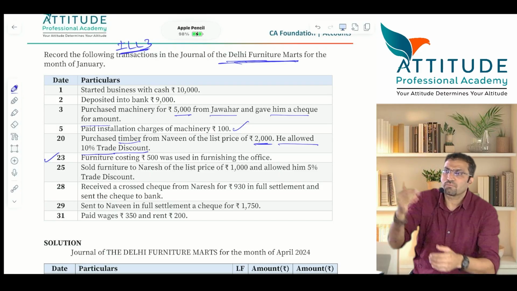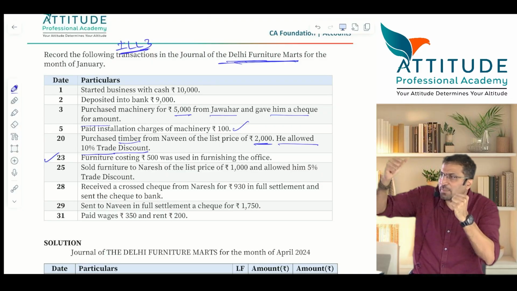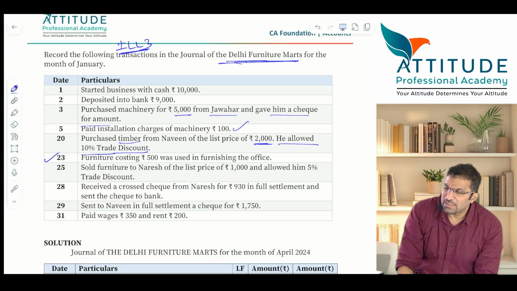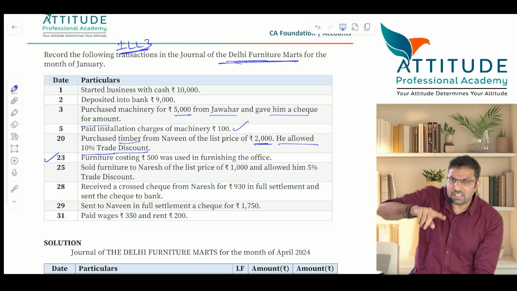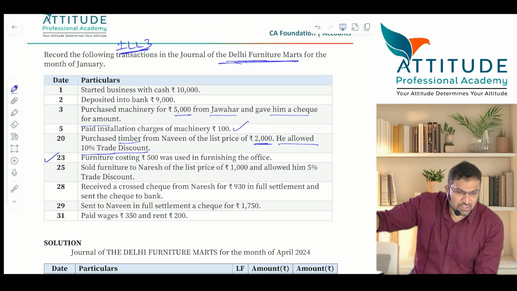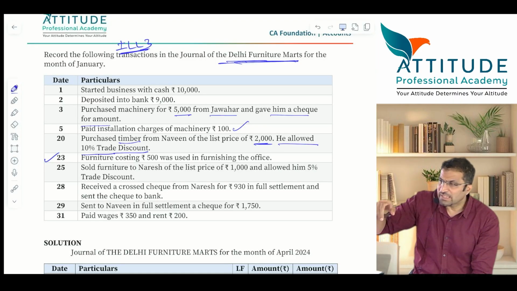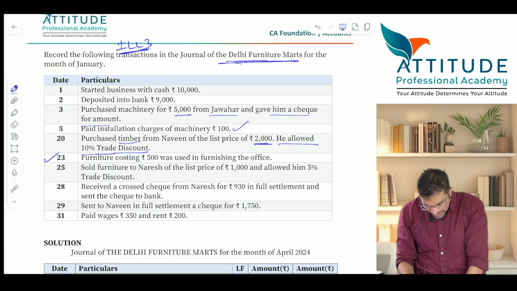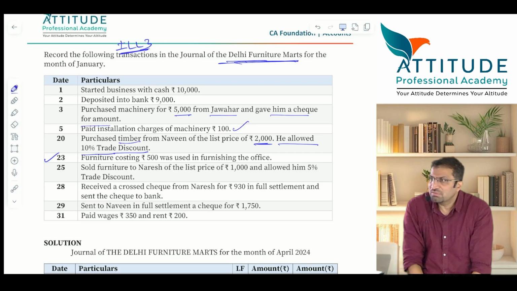Concentrate. I purchased 10 chairs today, worth rupees 10,000. Entry: purchases account debit 10,000 to cash. Is that correct? Next day, I feel this chair is very good.